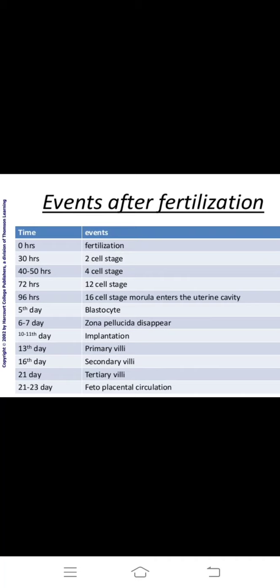And on the 10th to 11th day the primary villi form, and after the 13th day, the 10th to 11th day is implantation in the uterus. After the 16th day the secondary villi form, villi like a placenta, and on the 21st day the tertiary villi form. After 21 to 23 days the feto-placental circulation forms, in humans only, not in all animals.